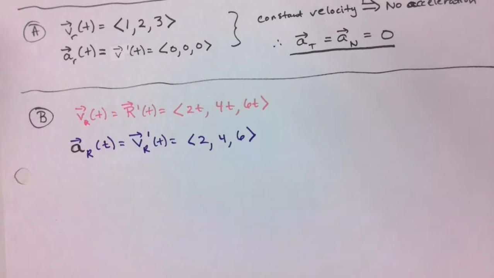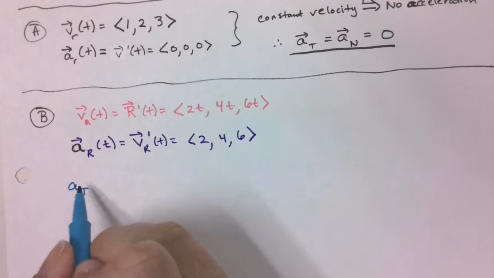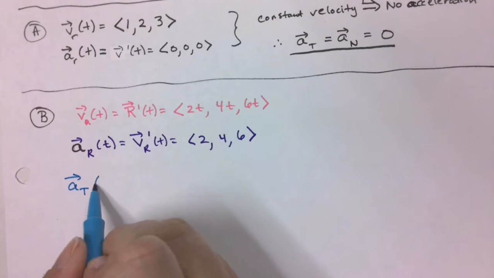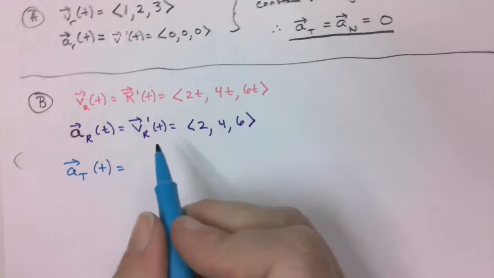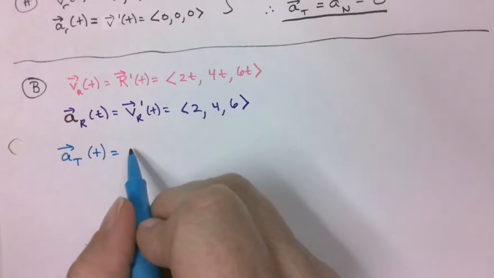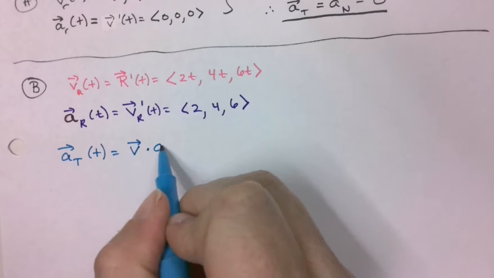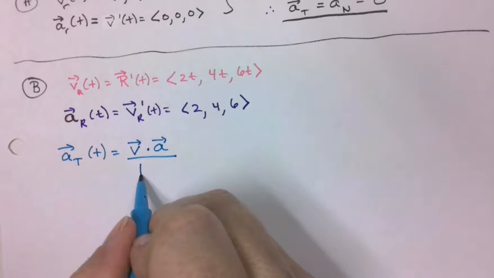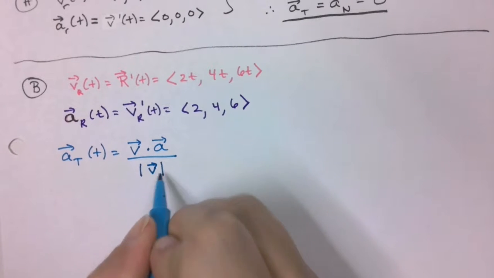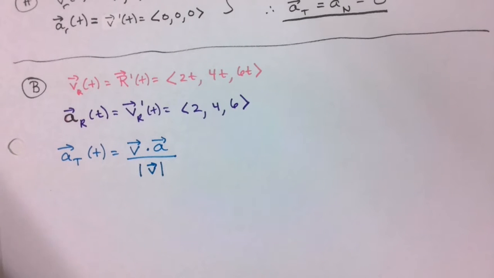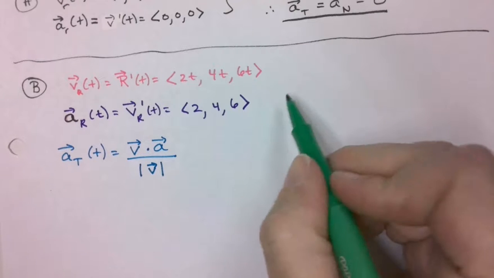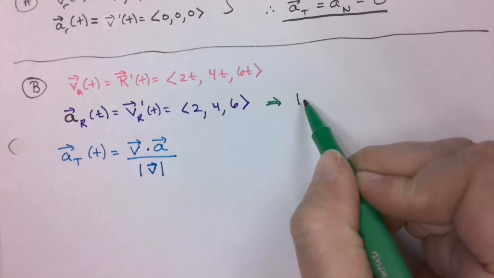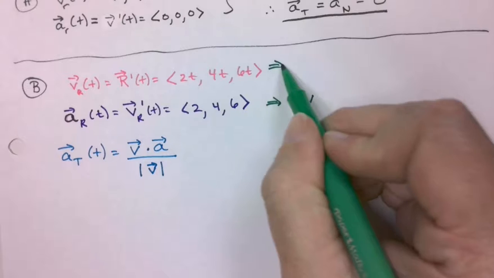All right, then the tangential component, a sub t, would be equal to v dot a, right, the velocity dot product with the acceleration vector over the speed. As a matter of fact, let's go right over here real quickly and find speed. The magnitude, oh, sorry, it was from this one, not from that one.